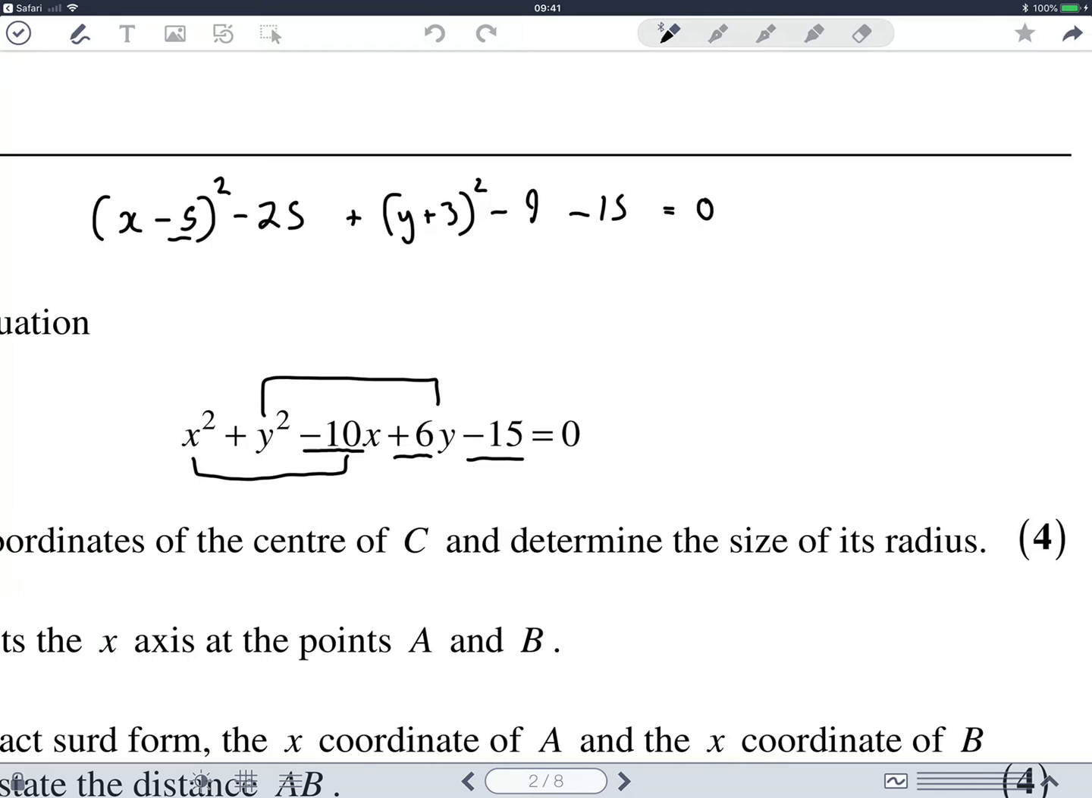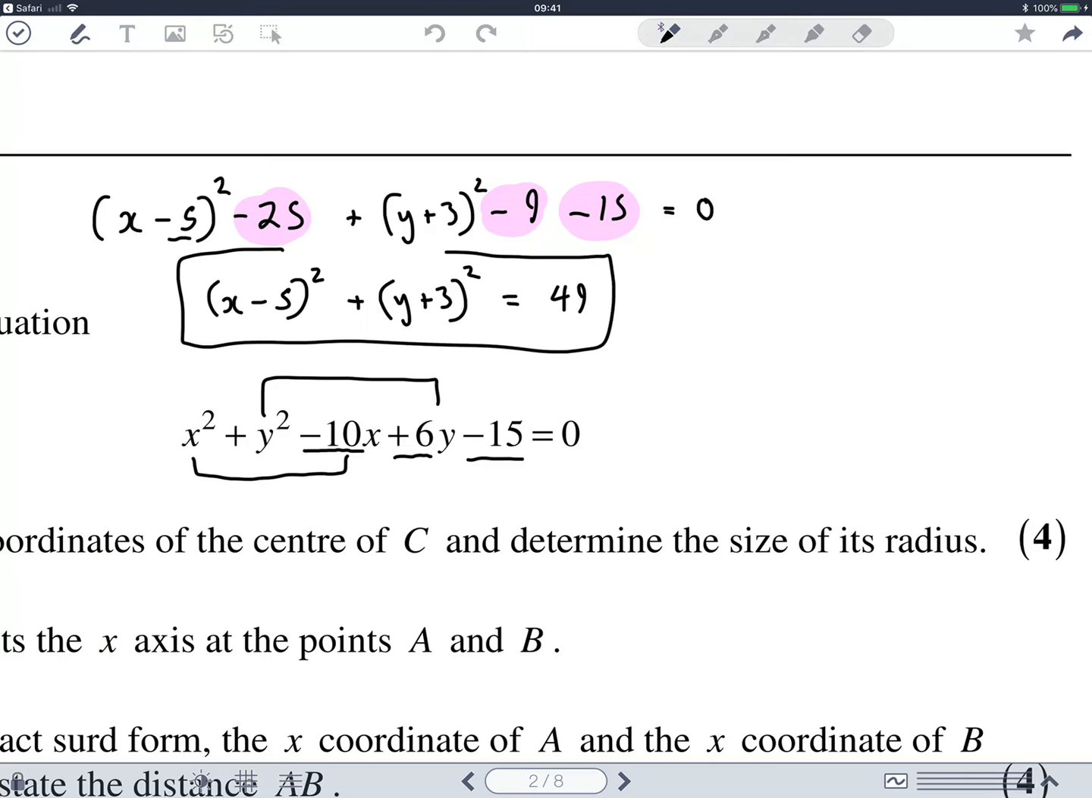So let's think about this. We're going to have x minus 5 squared plus y plus 3 squared. And then I've got a minus 25 minus 15, which is going to be minus 40. Minus 9 is going to be minus 49. So if I add 49 to both sides, I'm going to get the equation of the circle is this.